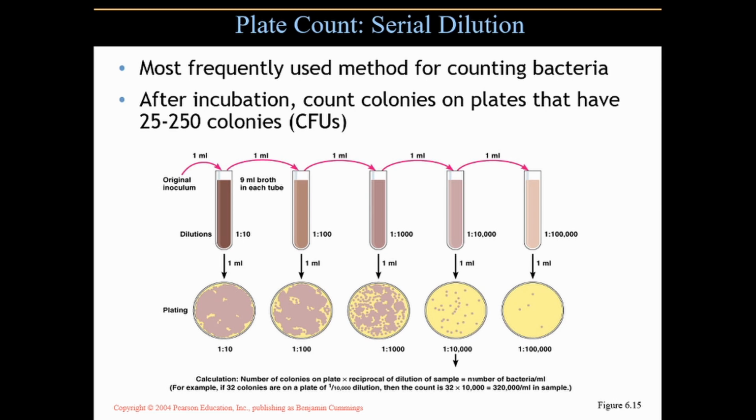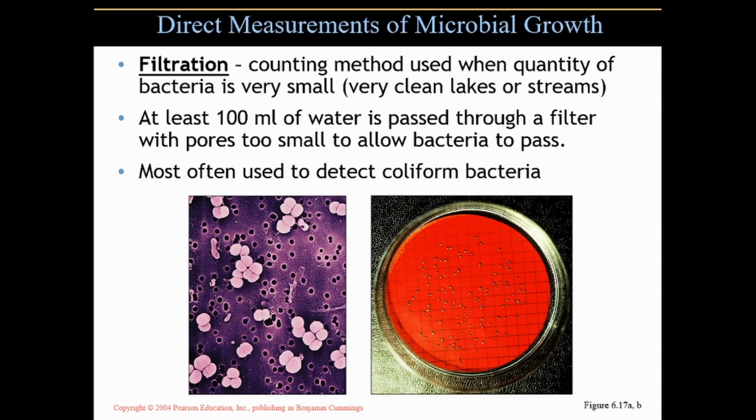In an ecological way, you could use this, for example, for testing water quality. Taking water from a reservoir or from a stream that feeds a reservoir to then be used in the public water supply and doing a serial dilution to determine how many bacteria are present in a particular water source. Another way to count, and this would be direct measurement, is filtration. Used when the quantity of bacteria is very small, like a pristine lake or a stream. You have to have at least 100 milliliters of water.